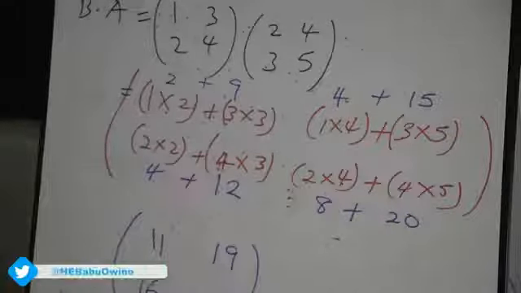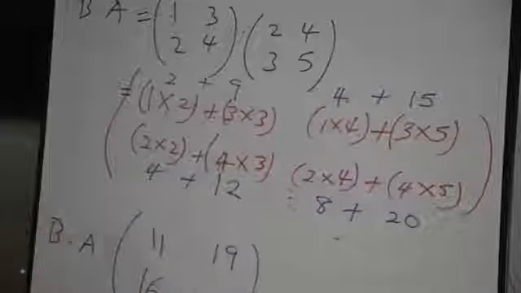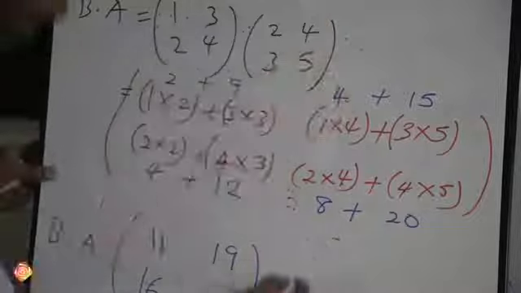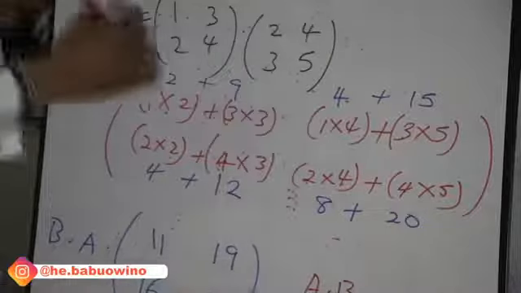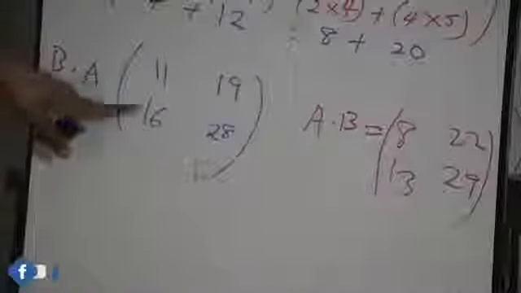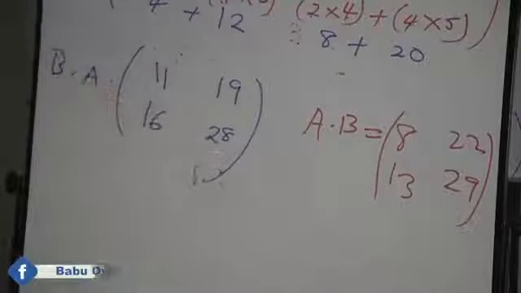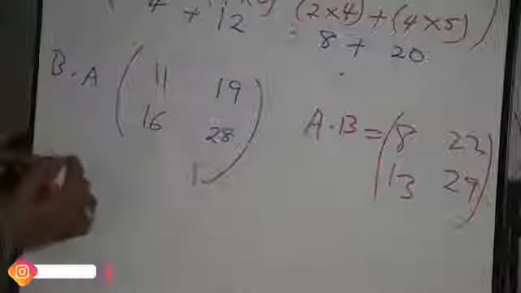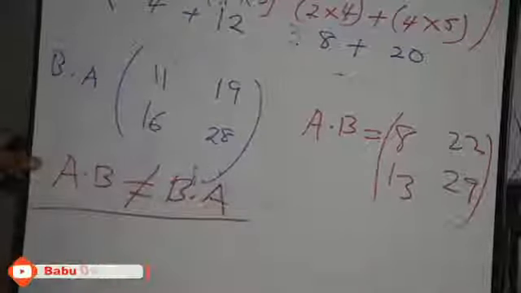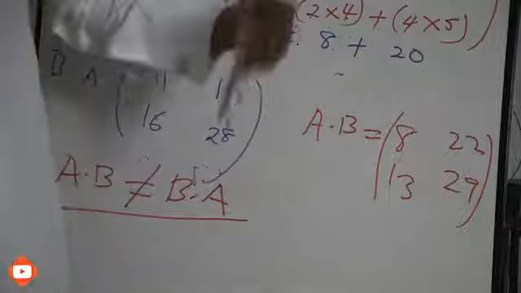So what am I trying to say? This is B times A. Previously we had A times B being equal to 8, 13, 22, 29. And B times A is 11, 16, 19, 28. Therefore, class, A times B is not equal to B times A. So when they are not equal, you say they are non-commutative.